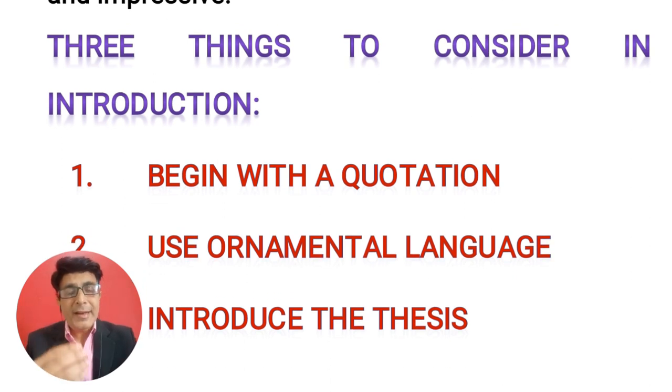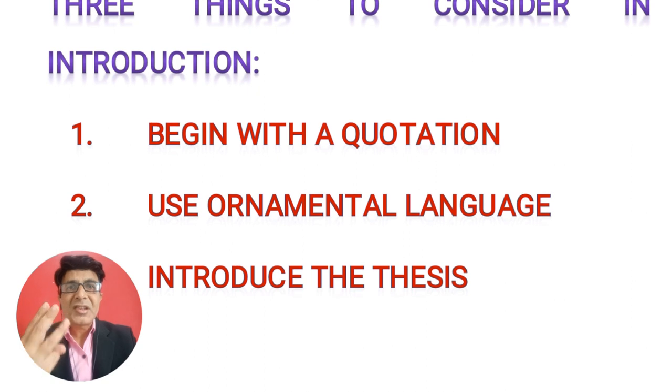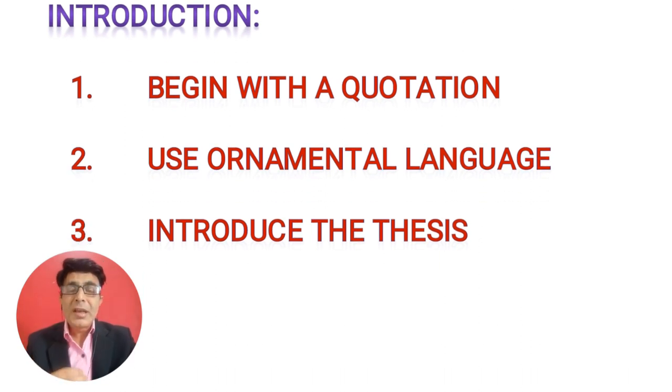Friends, when we are writing an answer on English language or on English literature, you need to consider these three things as you can see here on the screen. Number one, try to begin your answer with one very well-known quotation, some great remarks, some very popular lines said by some great scholars or some great critics. Okay, this is the first rule. Begin with a very appealing quotation. Number two is use ornamental language.